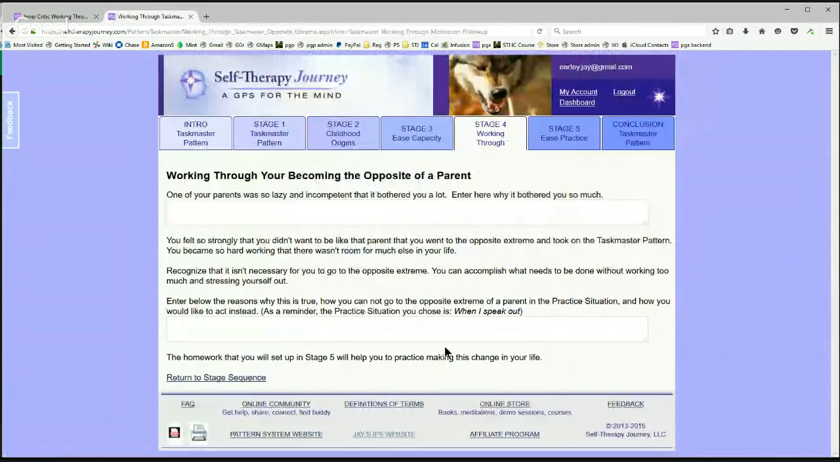So if you developed a taskmaster part in reaction to one of your parents being so lazy and incompetent that it bothered you or shamed you, and therefore you developed the taskmaster, which is kind of the opposite of that. I'm going to work hard, and I'm going to be strong, and I'm going to get a lot done. So here's a way to explore that and remind yourself that you don't have to go to the opposite of your parent to not be like them. If you don't want to be lazy and incompetent, you don't have to become a brutal taskmaster. You can just have a healthy work confidence capacity. So that's what this page is for. Then we go back.